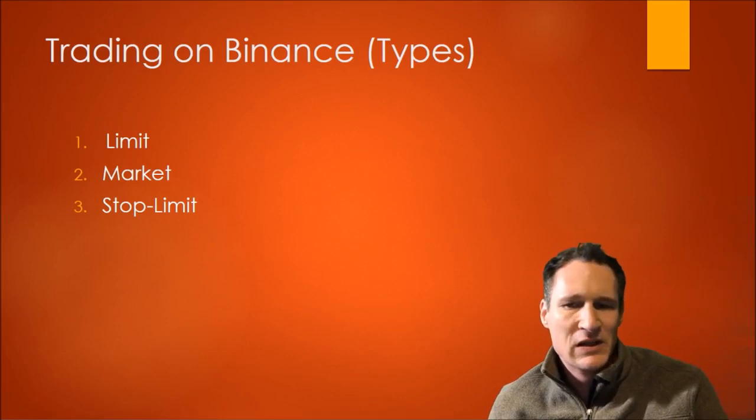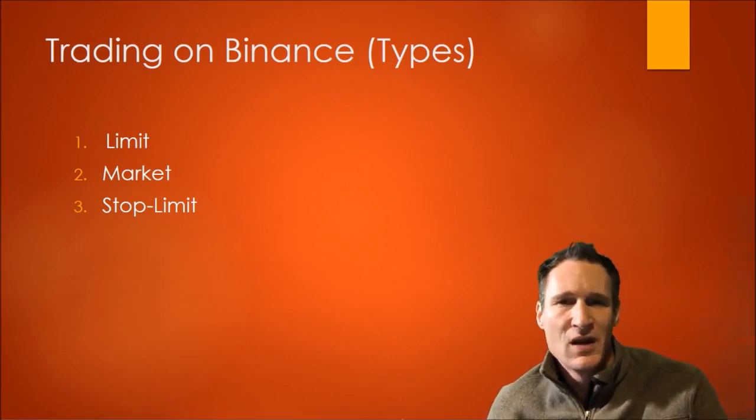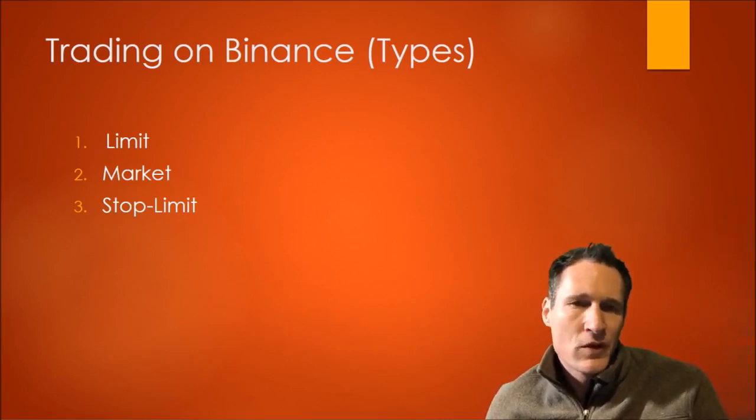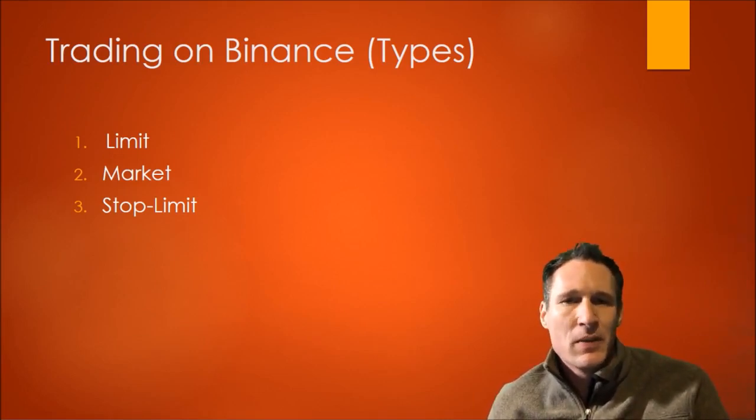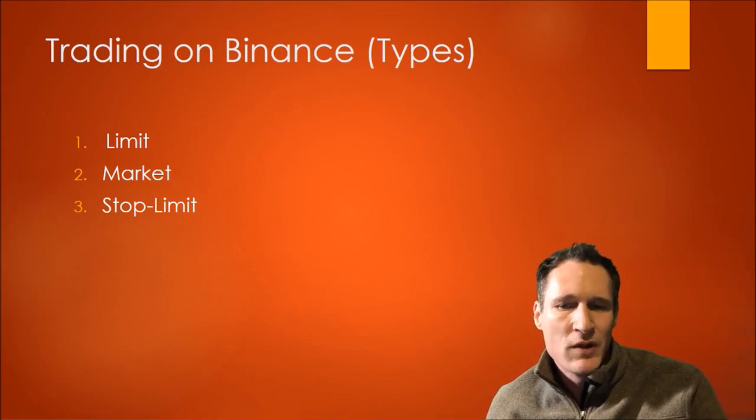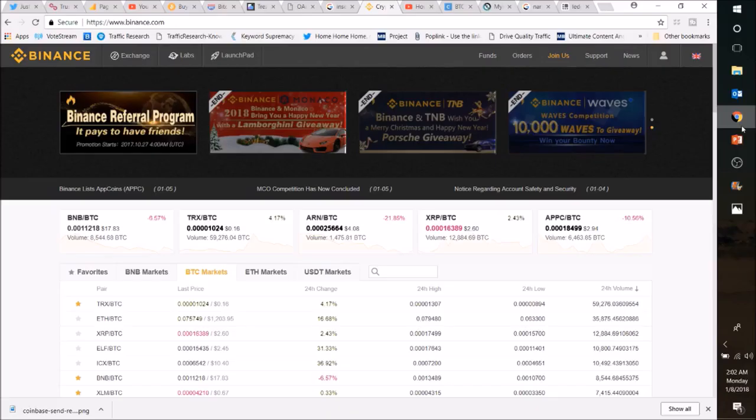So now that you've deposited coins into Binance, you're probably wondering, how do I trade? You know, I'm a beginner, I don't understand everything on there. Well, I'm going to take you through these steps because it can be confusing if you've never done it before. But first of all, there's three types of trades on Binance. You've got limit trades, you've got market trades, and you have stop limits. So we're going to talk about each one of them, but first we're going to start out with what is a limit trade.